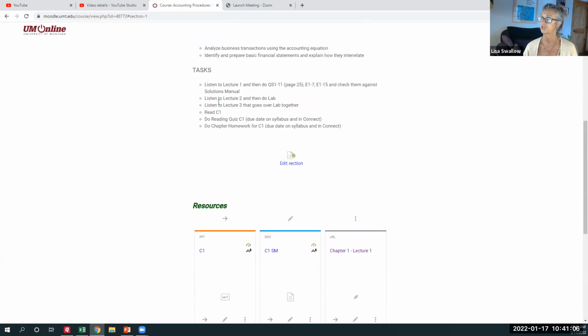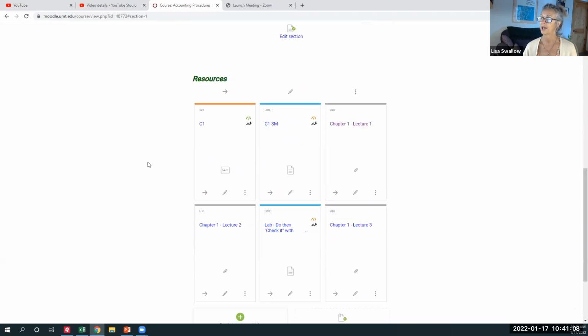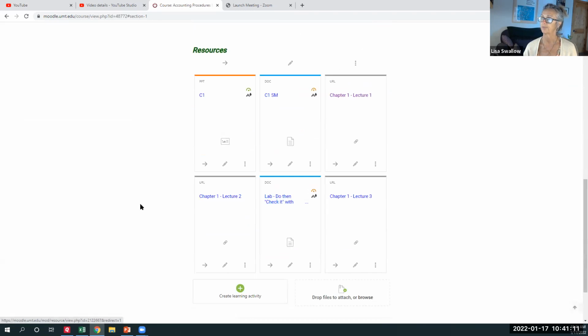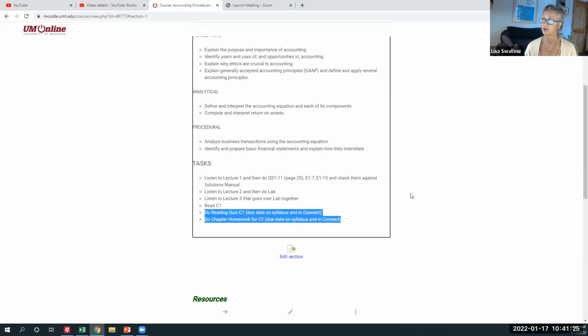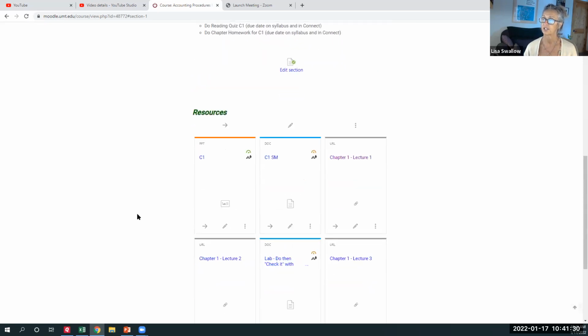Then you'll listen to lecture 2, and then you will do the lab. And the lab's posted right here. And then you will listen to lecture 3 that goes over the lab together. You're going to need to read chapter 1, obviously, and then these 2 items here are in Connect. So that's how the unit's going to flush out. So without any further ado, let's go and take a look at the content for this chapter.